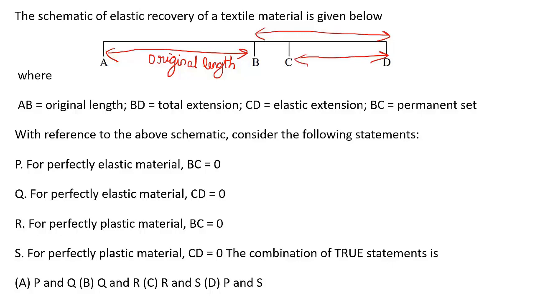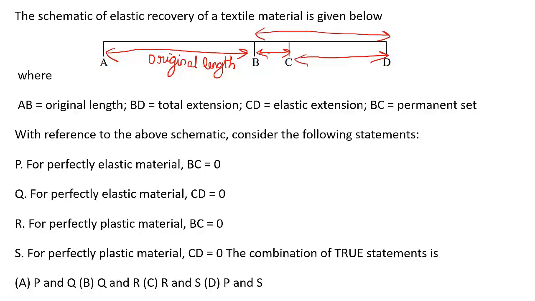What is elastic extension? This one is the elastic extension, which is totally recovered from this point to this point. When it is extended, it reaches point D, and when it comes back to point C, it does not recover 100% to point B. This part does not recover, and it is known as permanent set.